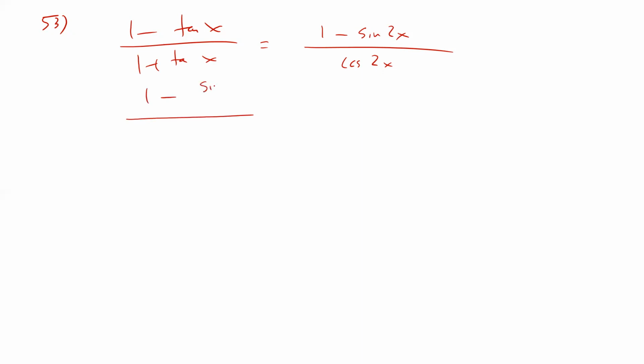1 minus tangent x over 1 plus tangent x. Dun, dun, dun, dun. 1 minus sine 2x and cosine 2x. Okay, that is interesting. Let me start with tangent. Let's see what happens here. So let's do this one right here. This is going to be 1 minus sine x over cosine x, and this will be 1 plus sine x over cosine x.